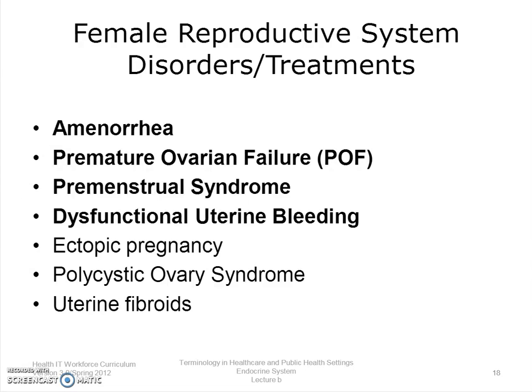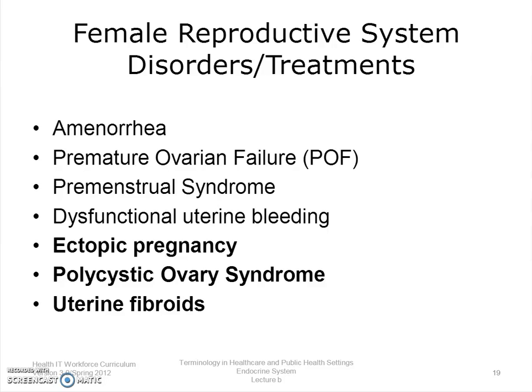Premenstrual syndrome refers to PMS, a group of symptoms that start 1 or 2 weeks before a female has her period. Dysfunctional uterine bleeding is abnormal bleeding that is not associated with a physical lesion such as a tumor, inflammation, or pregnancy. Ectopic pregnancy takes place outside of the uterus in the fallopian tube or the peritoneal cavity. Ectopic pregnancies require surgery to remove the pregnancy and save the mother's life.